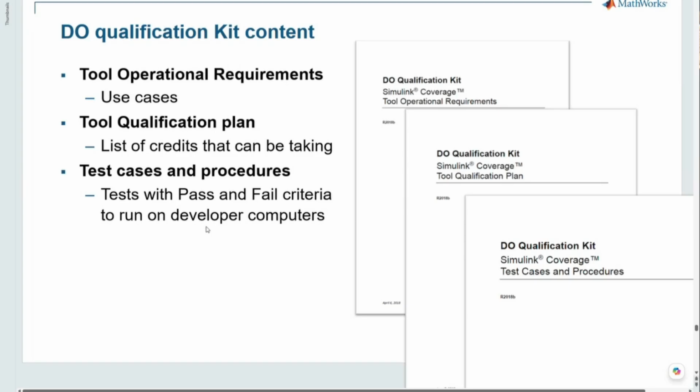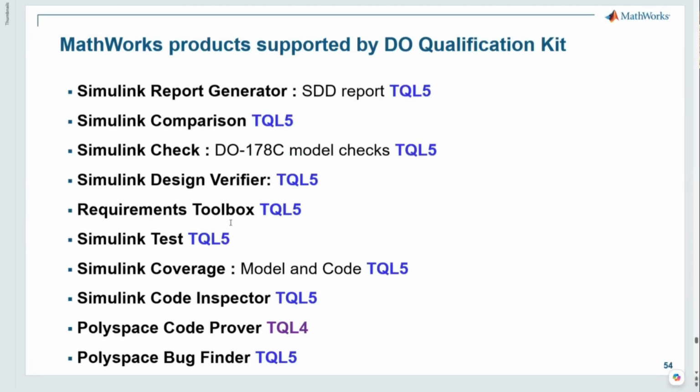So for you to qualify our tools, you will need the tool operational requirements to find out which are the features that you are using, probably all of them. Maybe for the Simulink Check, you will decide, I will use this feature for these rules, but not this one because I don't use that rule. And then for each of the environments that you are using for development, you will need to run the test case and procedure. Let's say that you've got a Linux environment, you will need to run the test cases in Linux. And if you've got another environment in Windows, you also will need to run the test case procedure in the Windows environment. And then you need to verify that the output of the test case and procedure is the same as the one that we provide in the tool qualification kit.